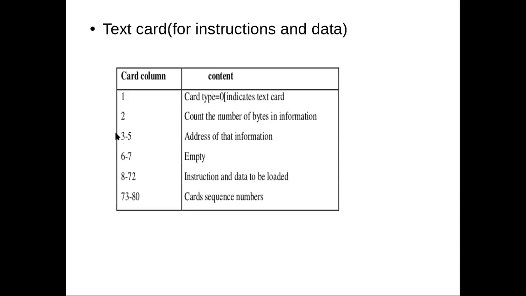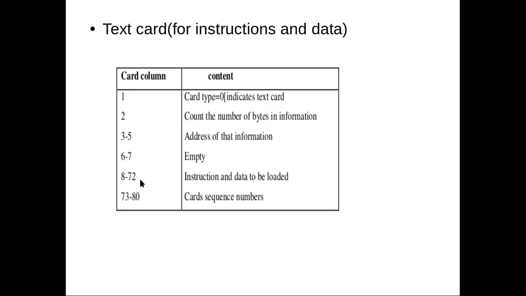Then columns 3 to 5 will be giving the address. I told you the text card will contain the output of the assembler, that is the machine language instructions, and we have to load this output at some address. That address will be given here. That means the starting address of the memory, to which we have to load the output of the assembler and data, will be given by columns 3 to 5. Columns 6 to 7 of the text card are usually empty. They are usually used for validity checking.